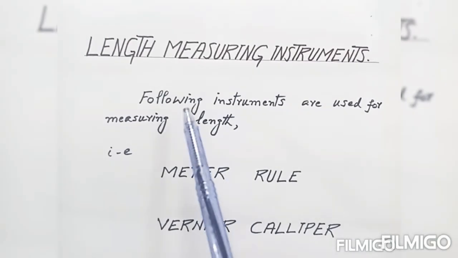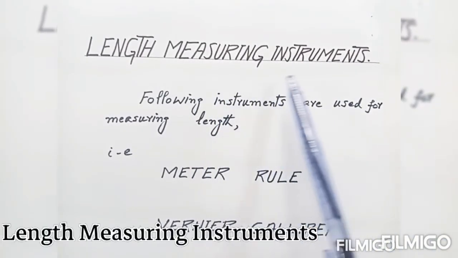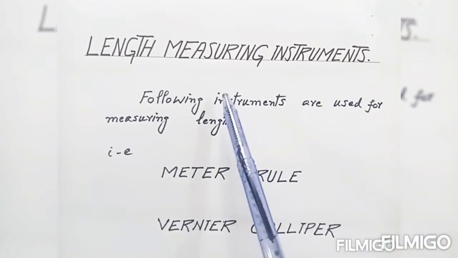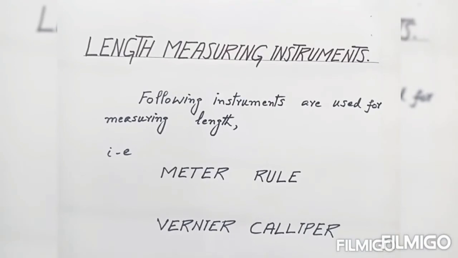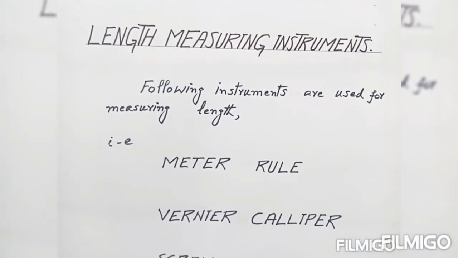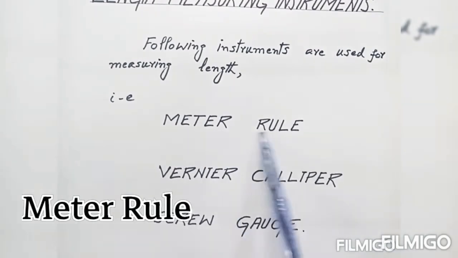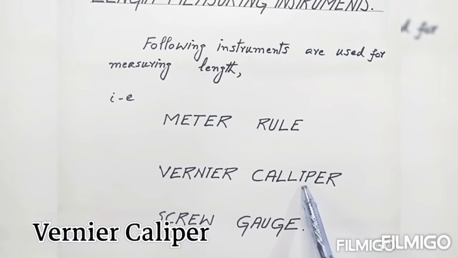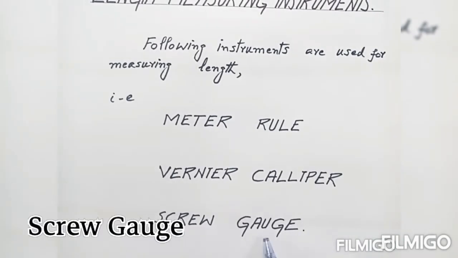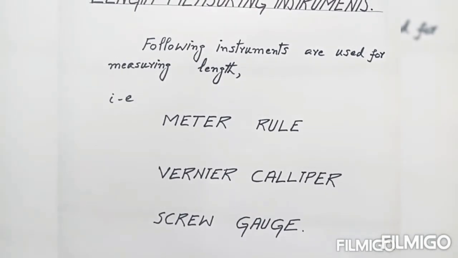So first we are going to discuss the length measuring instruments. What are those instruments which are used for measuring length? For example, meter rule, vernier caliper, and screw gauge are used for measuring length. So these are the length measuring instruments which I can show you.